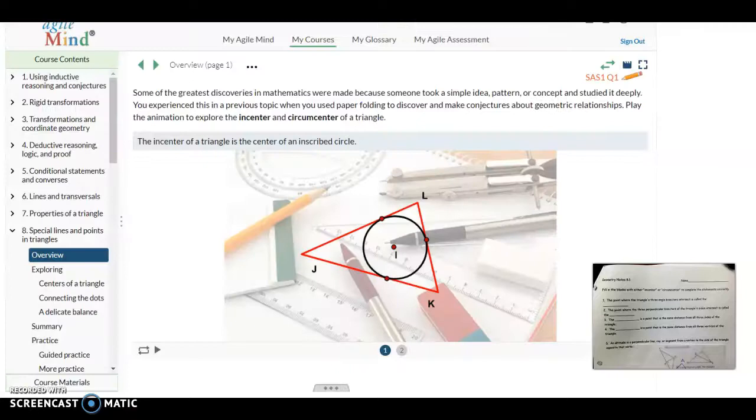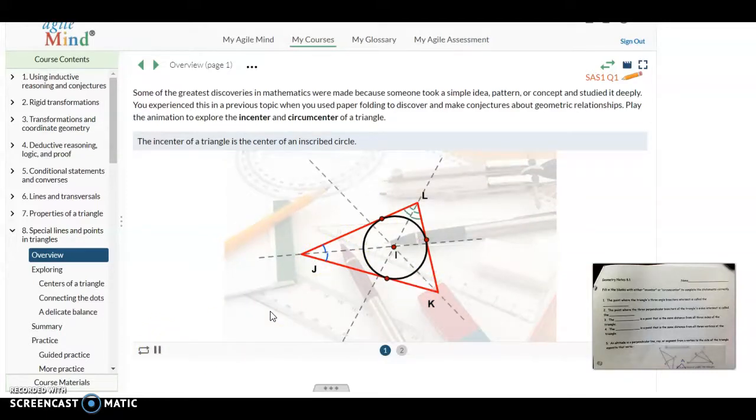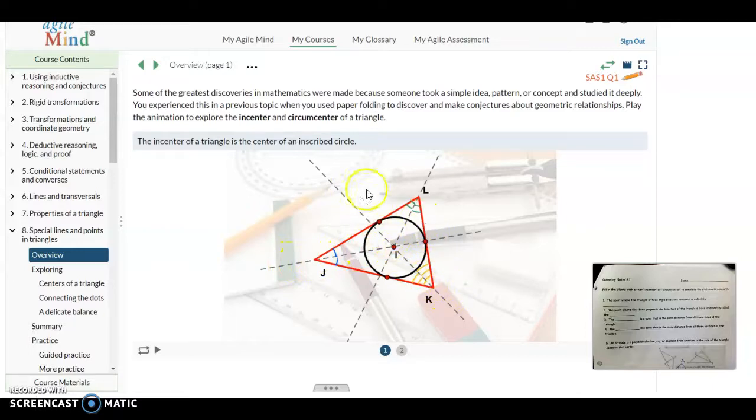So we're going to review on this animation what we learned in topic 1 about the incenter and the circumcenter. So in this triangle JKL, we are going to locate the angle bisectors for each one of those angles. I can tell these are angle bisectors by these arcs in each one of the angles, showing that it's creating congruent parts. So we have the angle bisector of angle J, the angle bisector of angle K, and the angle bisector of angle L. They all intersect at point I, and remember that is called the incenter.